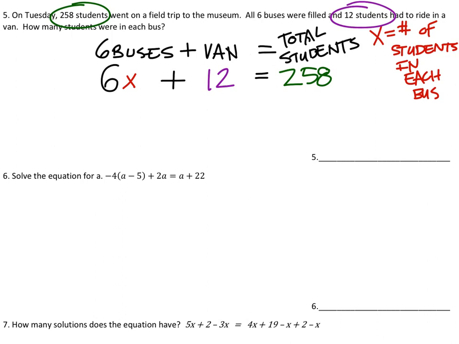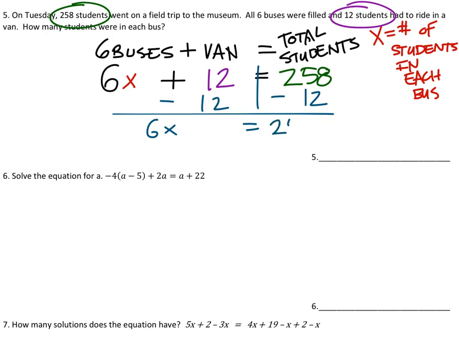So I've got my 6 buses. If I subtract 12 people from the total number of students, then I figure out how many people were in the 6 buses, which appears to be 246, because those 12 zero out. Last thing we would do to solve this one is to divide both sides by 6 buses, and x will represent, looks like 41. Now be careful, if you leave the answer as this 41, you're going to lose at least 1 point. It's actually 41 students in each bus.